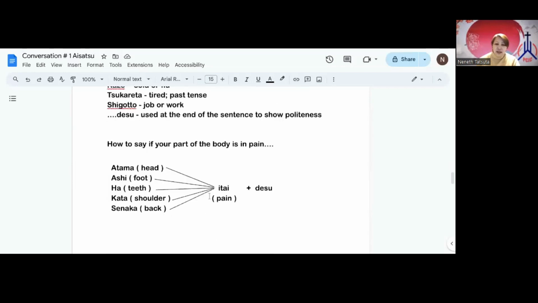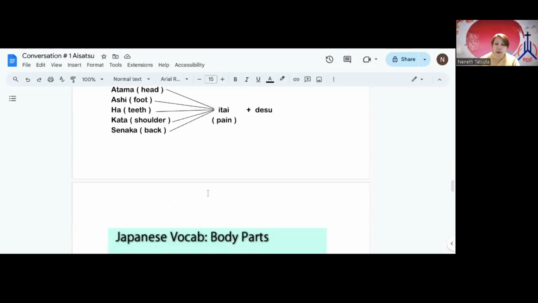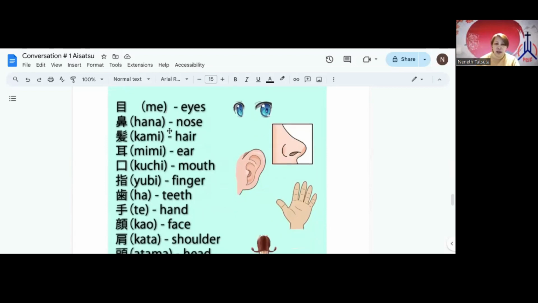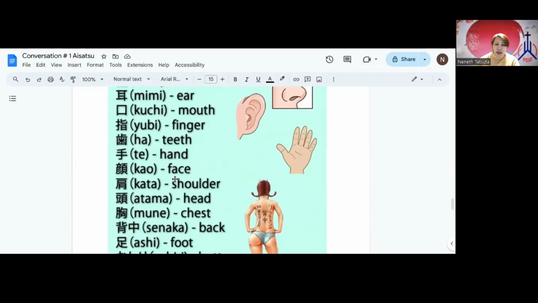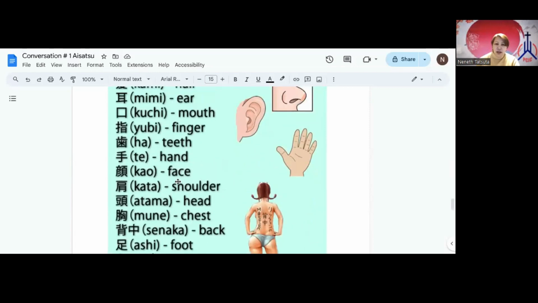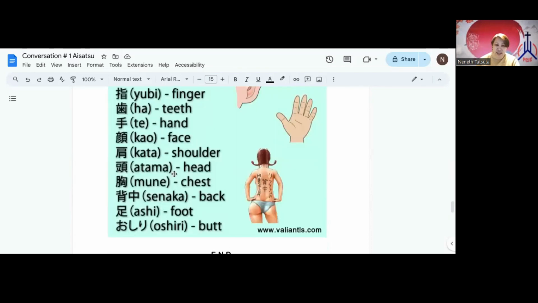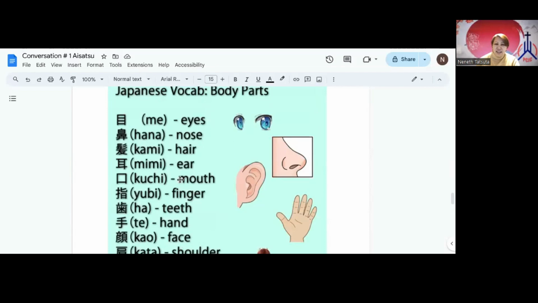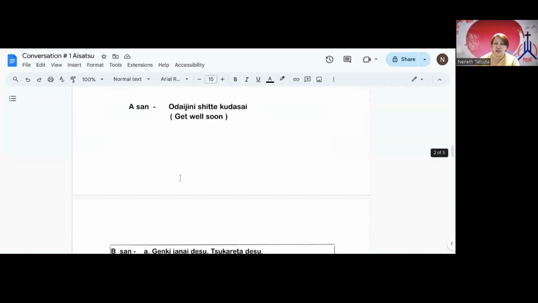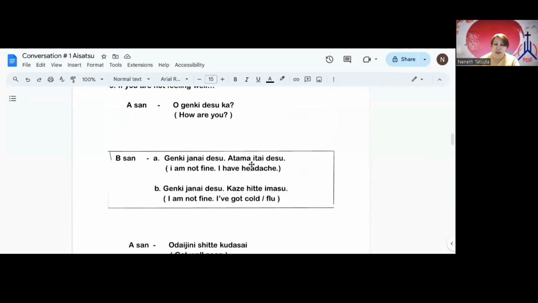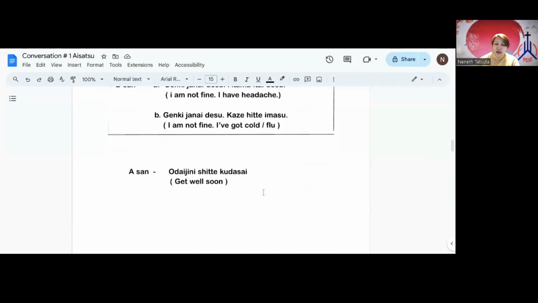So if you have other parts of the body which are not feeling well, I enclosed it already. I also enclosed it here. You can pick any one of these, so at least you could construct your own sentence. So atama itai desu. I got a cold: kaze hiite imasu.